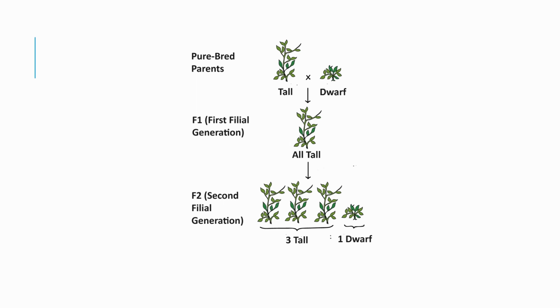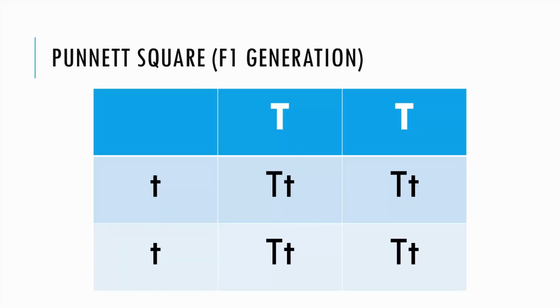Purebred parents, homozygous for each of dominant and recessive, and all of the offspring become tall because they all contain the dominant allele, which is the big T. Here, as we showed earlier, there's 1 homozygous big T, 2 heterozygous, and 1 homozygous recessive, which results in 3 tall and 1 dwarf. The other way of doing this is using a Punnett square.